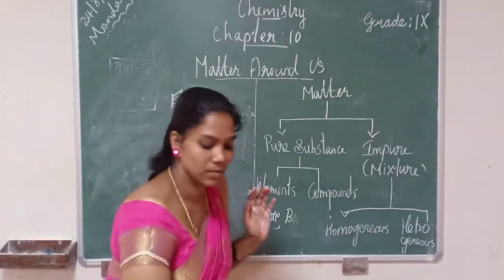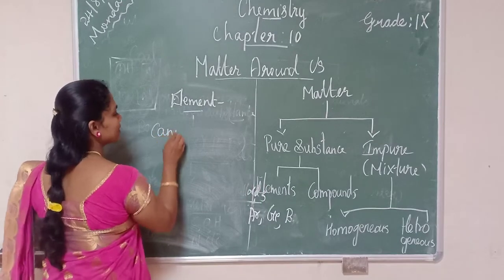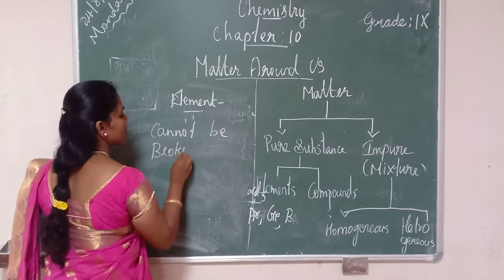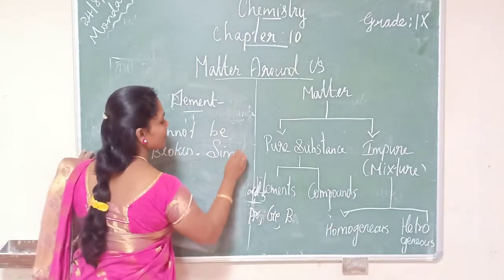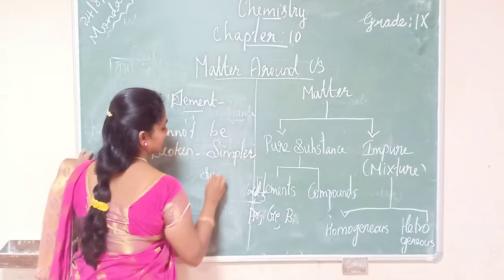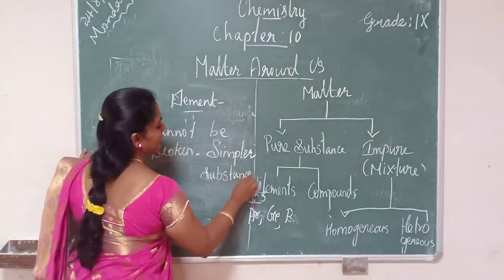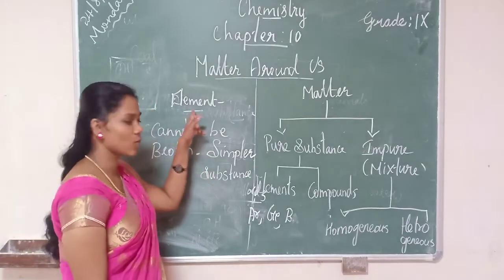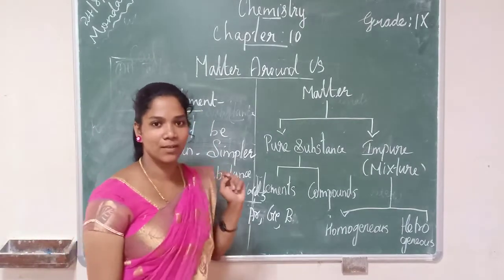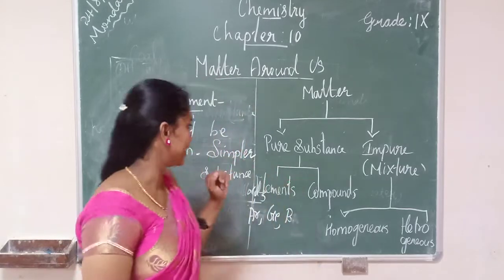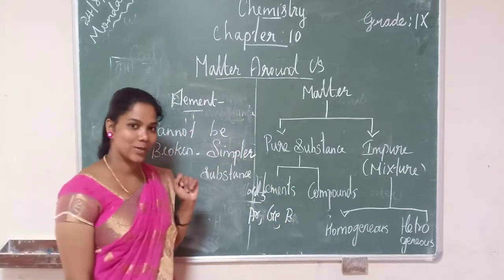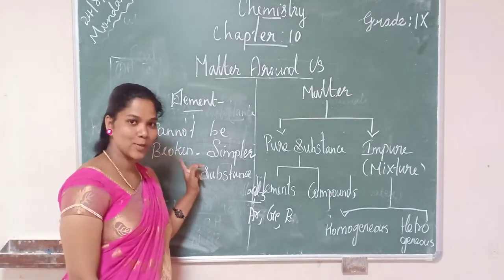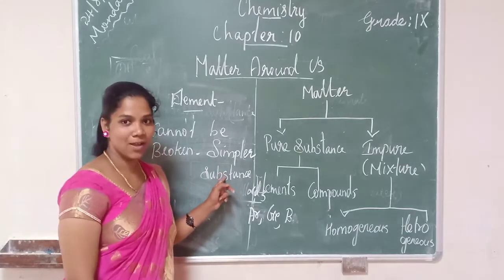So elements are the substances that cannot be broken down into similar substances. Hence, it is called as element. Any substance that cannot be broken down into similar substance is called as element. And who named this word? Robert Boyle. So, from this what you understood, each element has its own atom and it cannot be broken down into similar substance. Okay? Are you clear?